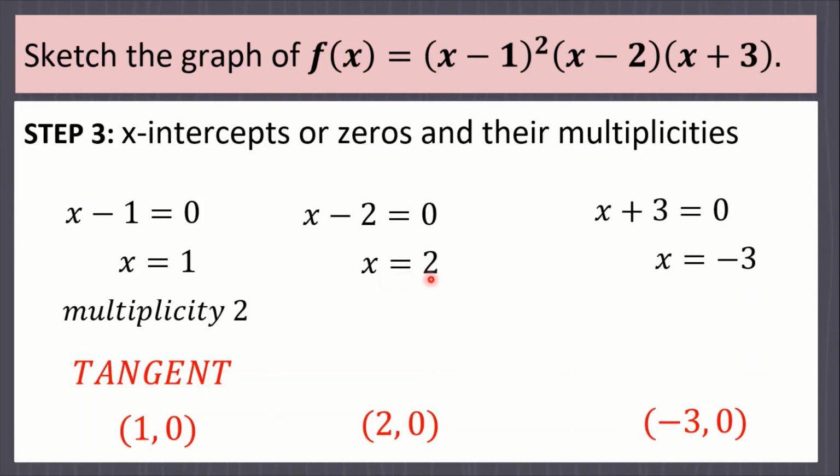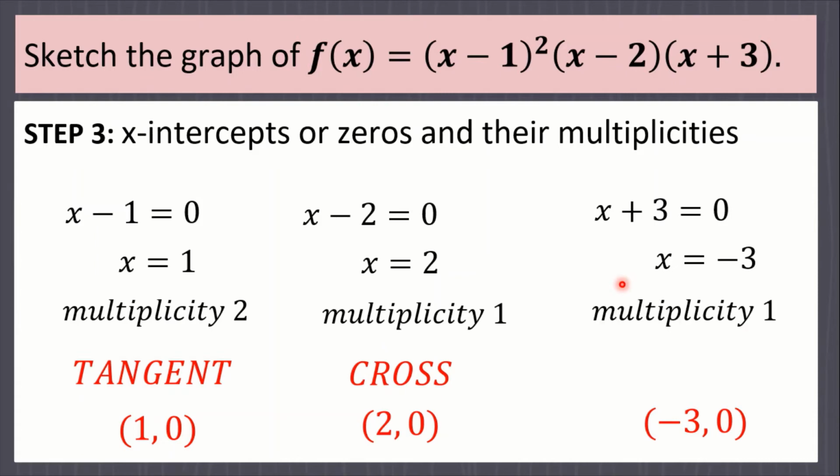Next, ang x equals 2 ay mula sa x minus 2 na isang beses lang ginamit as a factor. Therefore, 2 has multiplicity 1. 1 is odd, therefore, the graph will cross the x-axis at 2, 0. Next is x equals negative 3, at ang x plus 3 ay ginamit also once as a factor. That's why the multiplicity of negative 3 is 1. Therefore, the graph will cross the x-axis at negative 3, 0.